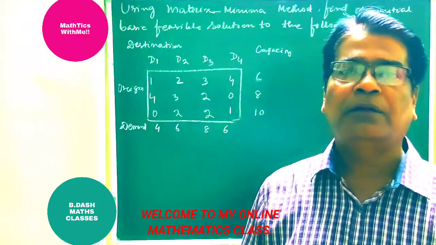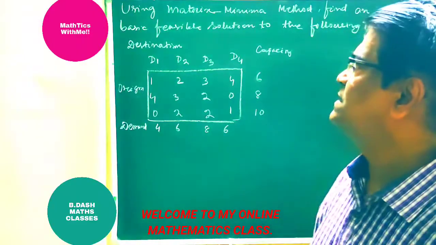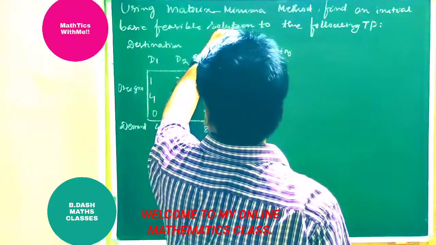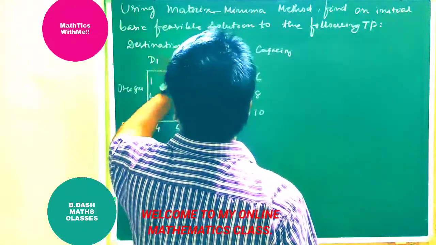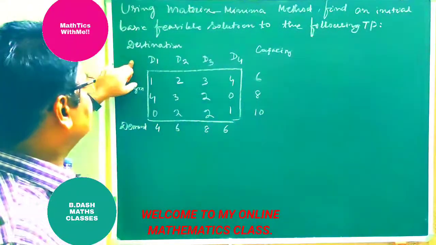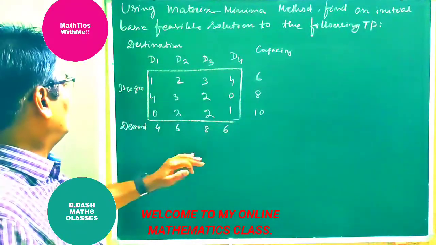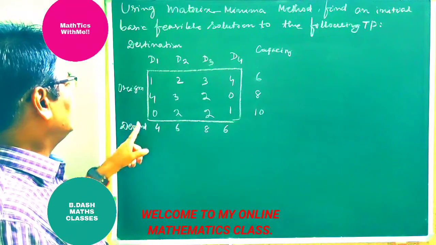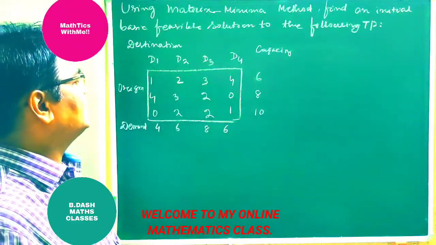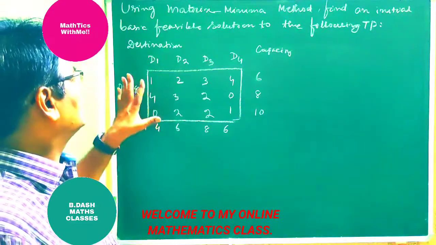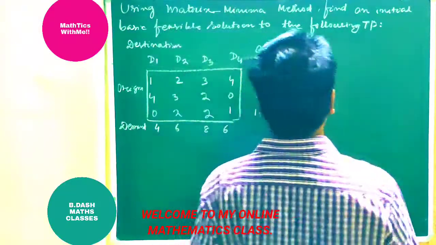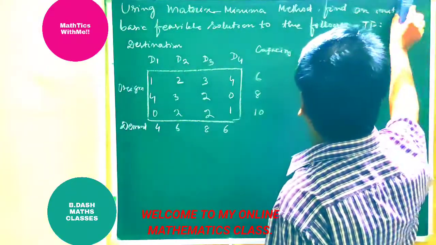Now the question is: using the matrix minima method, find an initial basic feasible solution to the following transportation problem. Destinations D1, D2, D3, D4, and the origin demand is 4, 6, 8, 6, capacity 6, 8, 10. So we have to solve this problem.